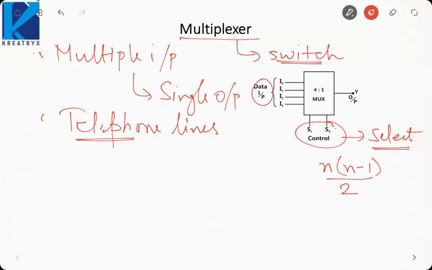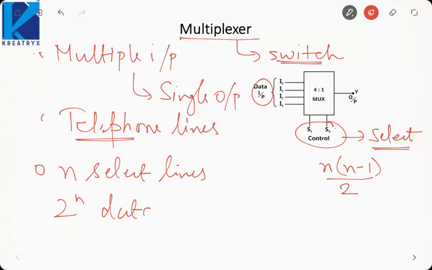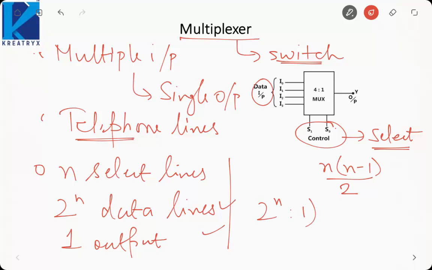So here we will connect multiple inputs to a single output. So in general case, if there are n select lines, then generally 2 raised to the power n data lines are there and 1 output. The naming of multiplexer is on the basis of data lines and output, so it will be 2 raised to the power n is to 1 mux. Okay, so n select lines, 2 raised to the power n data lines and 1 output line. So here n is equal to 2, so 4 data lines and 1 output line, hence 4 is to 1 multiplexer. That means 4 inputs is to 1 output.